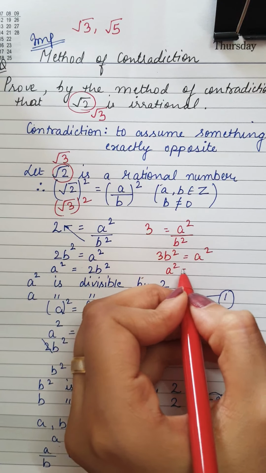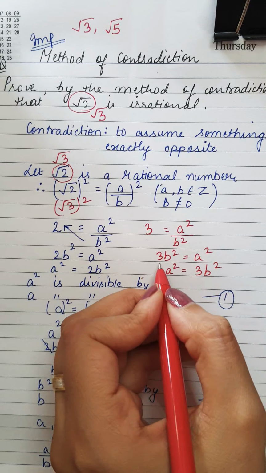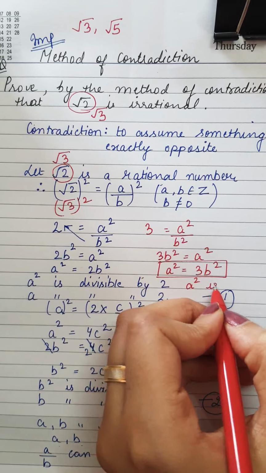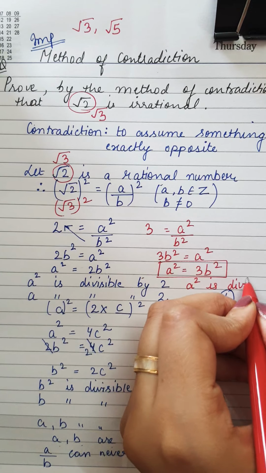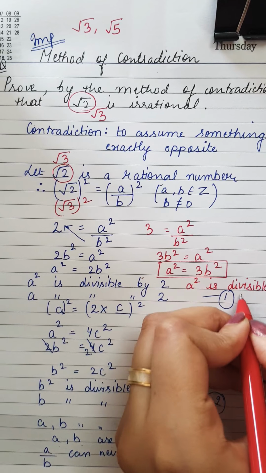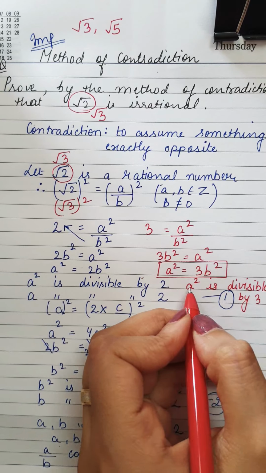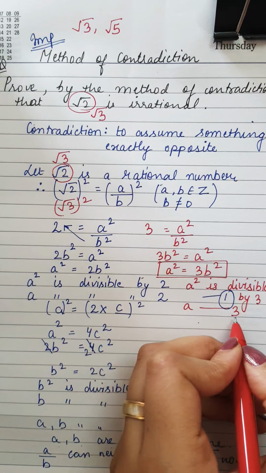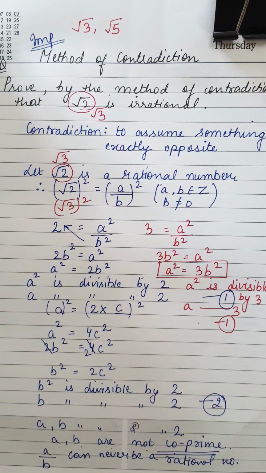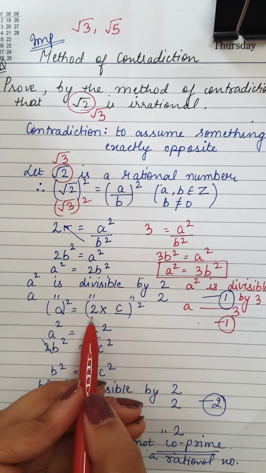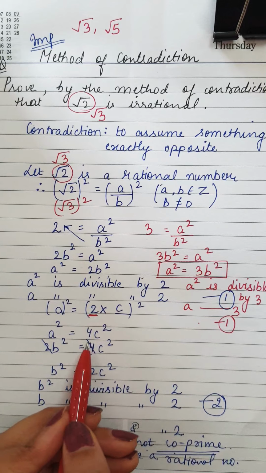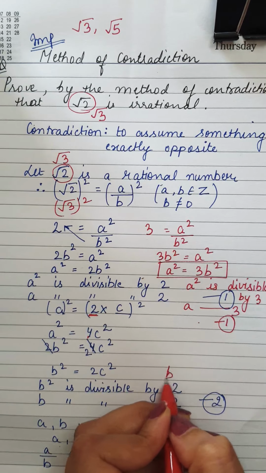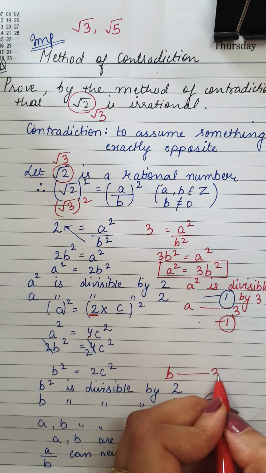Then interchanging the sides, from this I can say A square is divisible by 3. Since A square is divisible by 3, A will also be divisible by 3. That is, A is having a factor 3. Equation number 1. Same way, if I proceed, I have to replace all 2's with 3's, and here square of 3 will be 9 and so on. So ultimately I will get B is also divisible by 3.